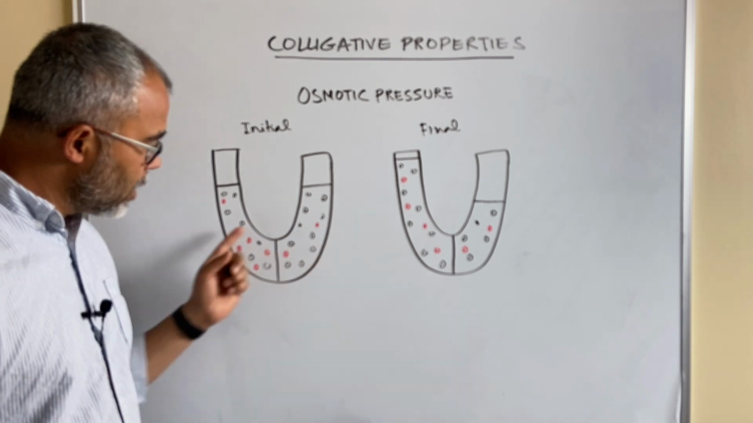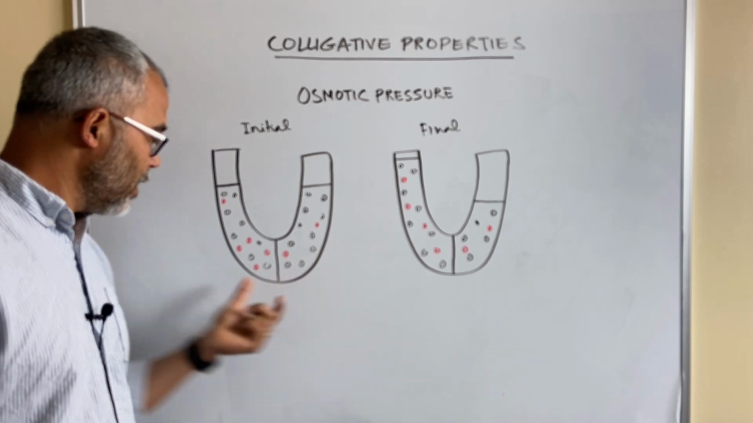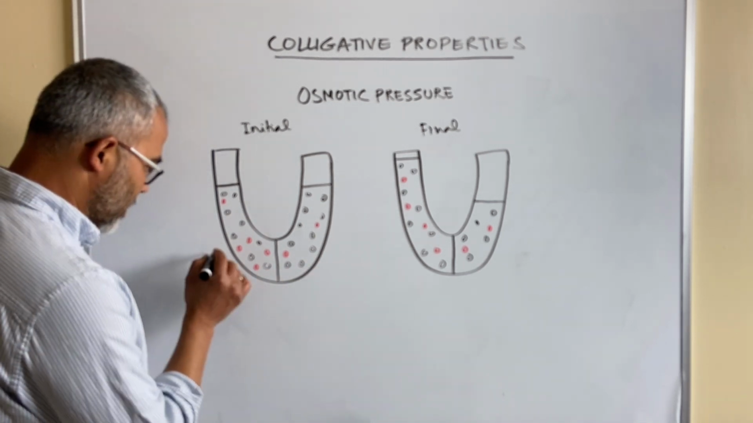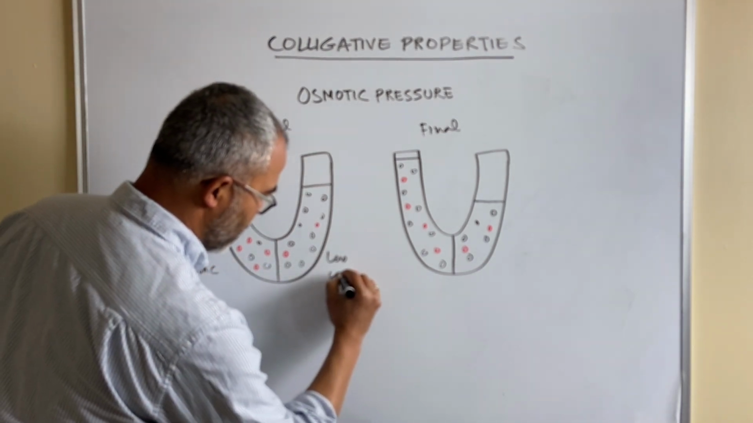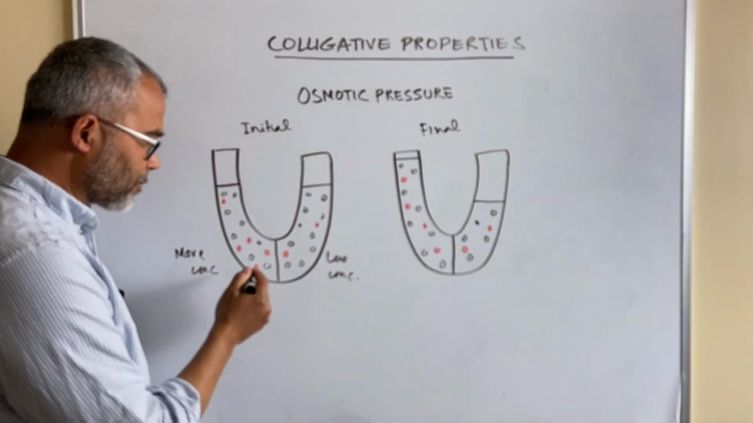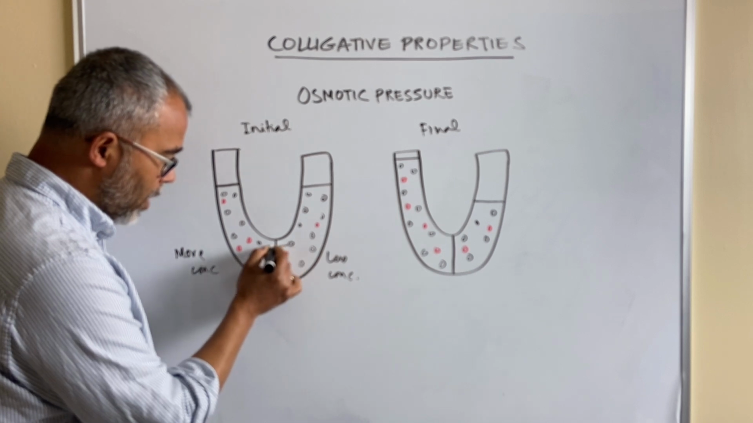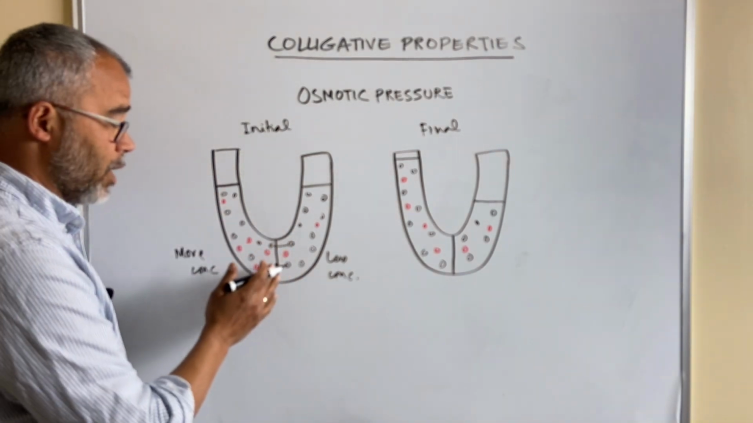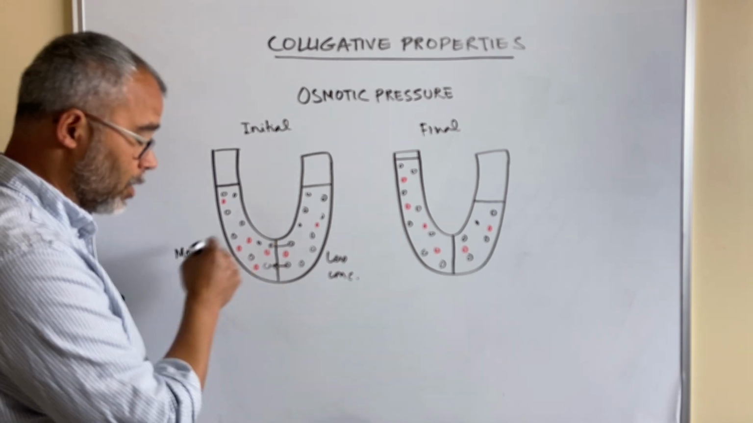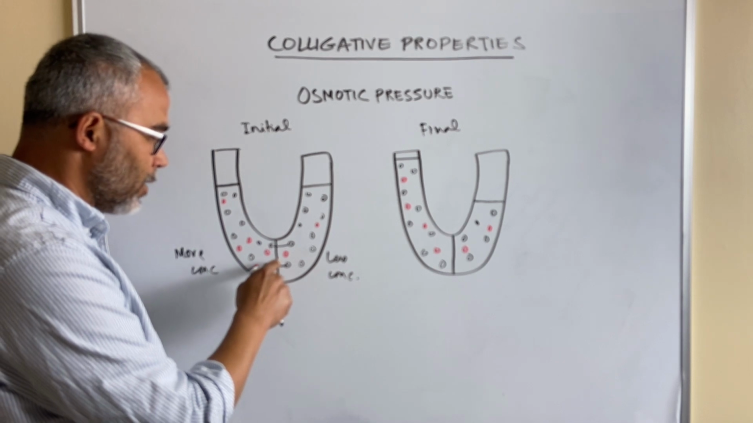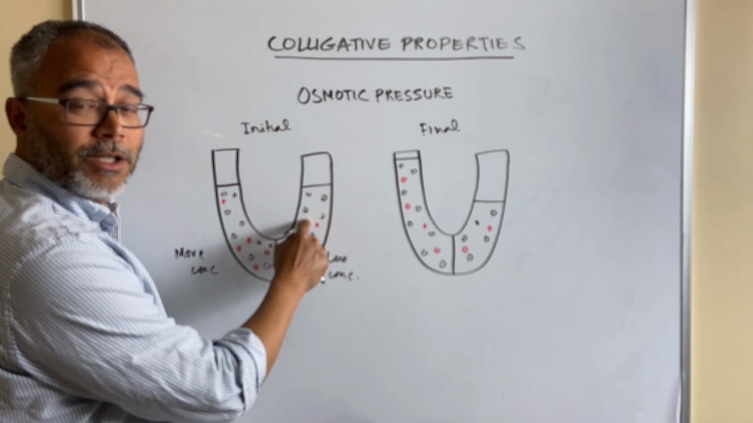So if you look at the two solutions on both sides, you can see there's more red dots out here than out here, so that's less concentrated and that's more concentrated. So let's write that out here, more concentrated, and that's less concentrated. Okay, so what's going to happen is, because of this difference in concentration, the solvent molecules are going to want to pass through to kind of equalize the concentration, because out here you have a greater ratio of red to black, so therefore they want to pass through, and they'll keep passing through till the concentration on both sides of the tube is the same.